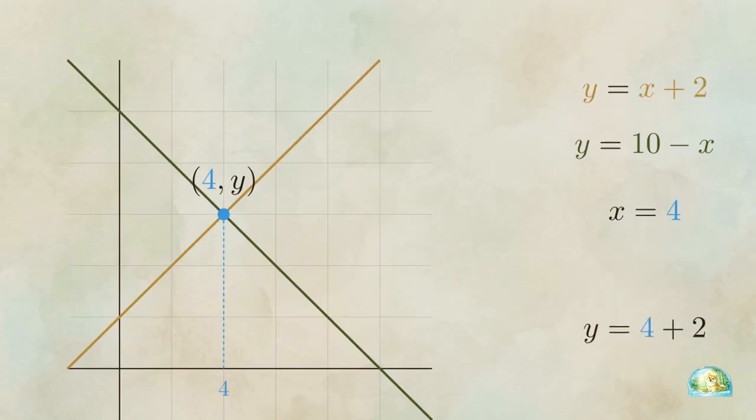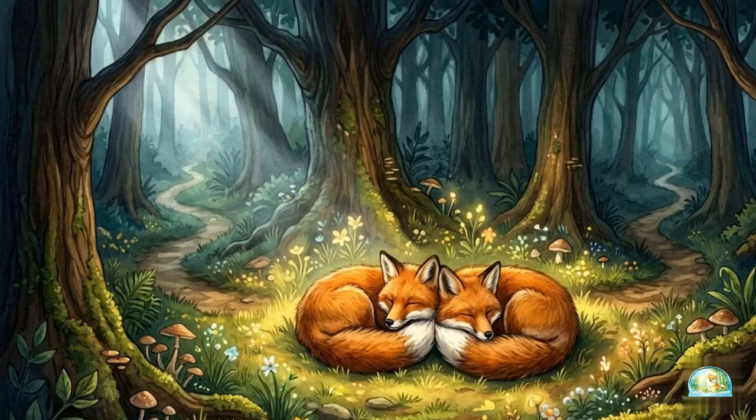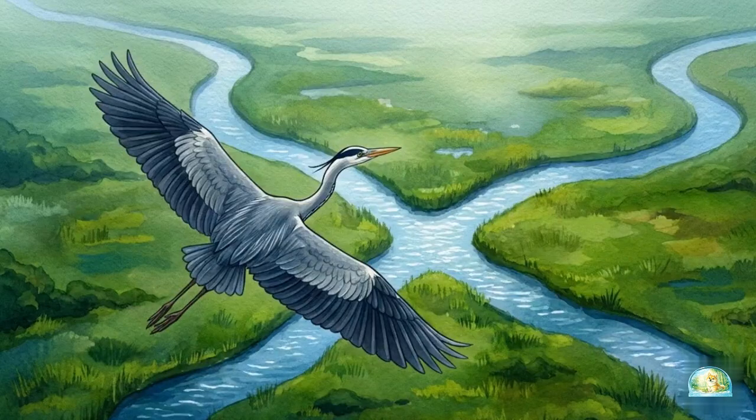To find the y-coordinate, we substitute that 4 back into our original equation. 4 plus 2 gives us a y value of 6. That makes our crossing point the ordered pair (4, 6). This substitution method works because it temporarily turns two equations into one manageable equation, all while keeping that shared intersection point intact.